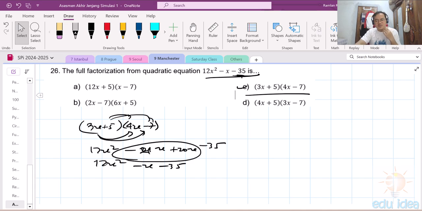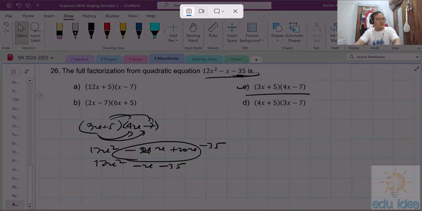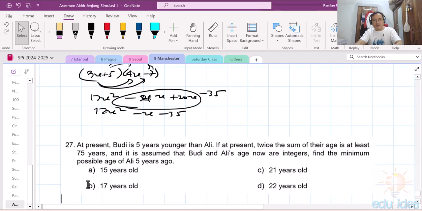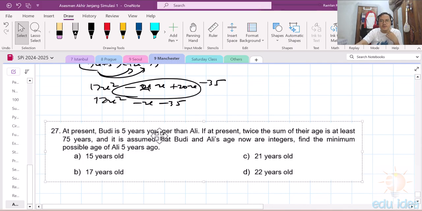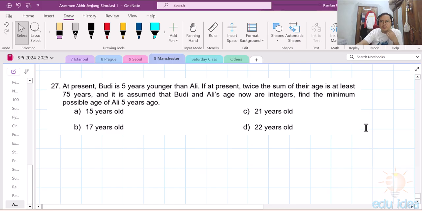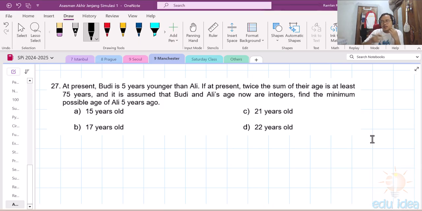Okay, so let's move on to question number 27. At present, Budi is 5 years younger than Ali, and if at present twice the sum of their ages is at least 75 years, and it is assumed that Budi and Ali's ages now are integers, meaning, for example, 2 years old, none less, none more. So let's just use integer numbers. Now find the minimum possible age of Ali 5 years ago.